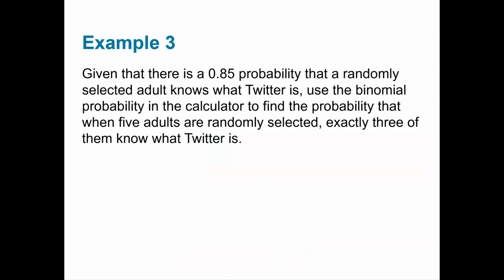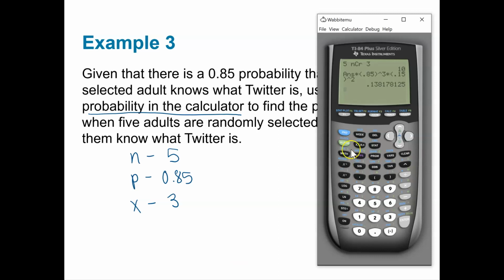All right, so it's the same question, but here they say use the probability in the calculator. For the calculator, we need to know the N, the P, and the X. So we know that it's 5, 0.85, and we're still looking for exactly 3 people. So when we go to our calculator, we're going to go to second, distribution. You can go up or down, but we're looking for binomial PDF. Make sure you do the PDF. And so the trials, oh look, I already typed it in. Trials is 5, scroll down, 0.85, and then 3.